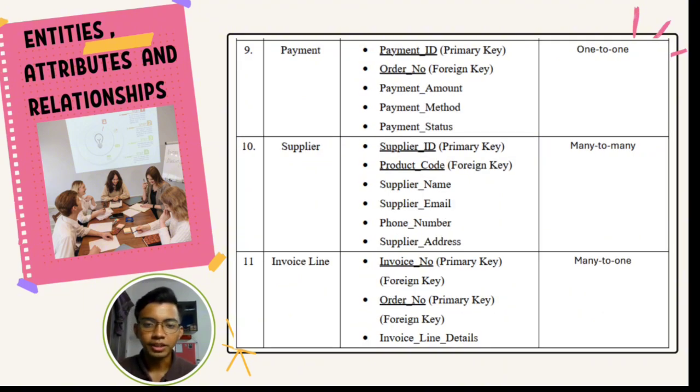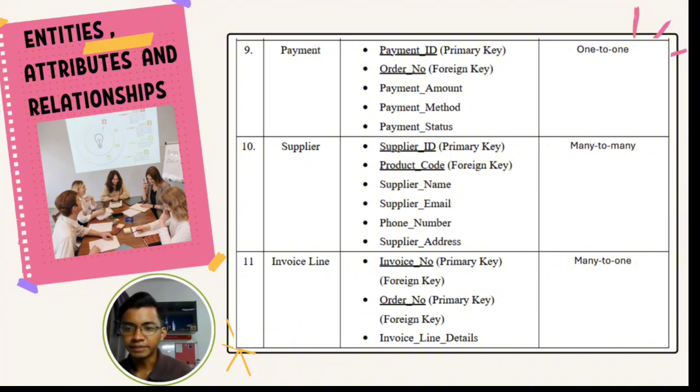Next entity of Zienly is payment. The attributes are payment ID, order number, payment amount, payment method, and payment status. The primary key of the entity is payment ID and order number is the foreign key. The relationship is one-to-one.